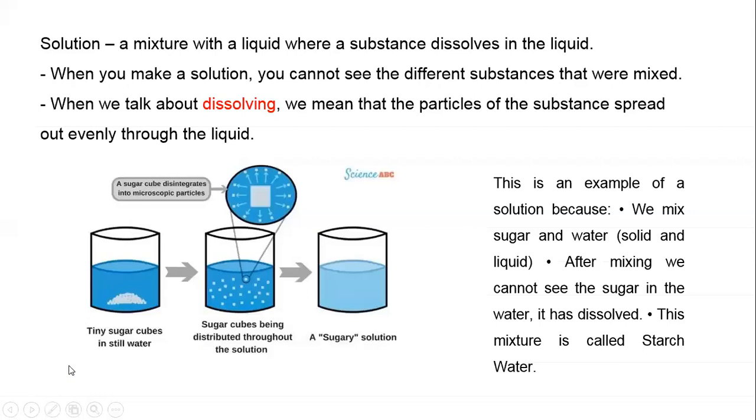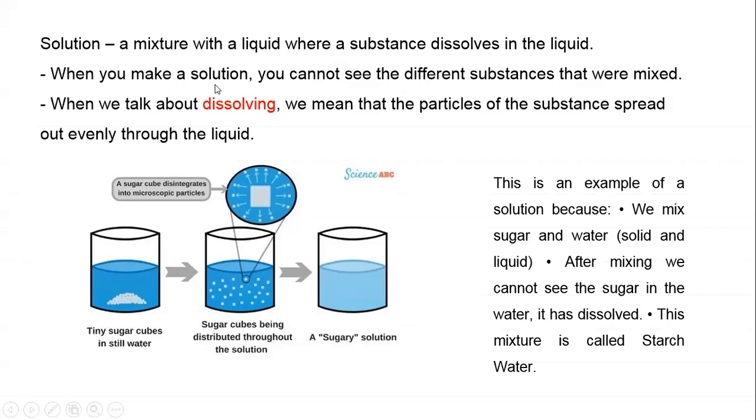Now, a solution is a mixture with a liquid where a substance dissolves in a liquid. So basically, you have a solution, and the definition of a solution, if they ask you in a test, they'll ask you what is a solution. So you're going to say that it is a mixture with a liquid where a substance dissolves in the liquid. So this is a test question where they can ask you, what is a solution? You're going to say it is a mixture with a liquid where a substance dissolves in the liquid.